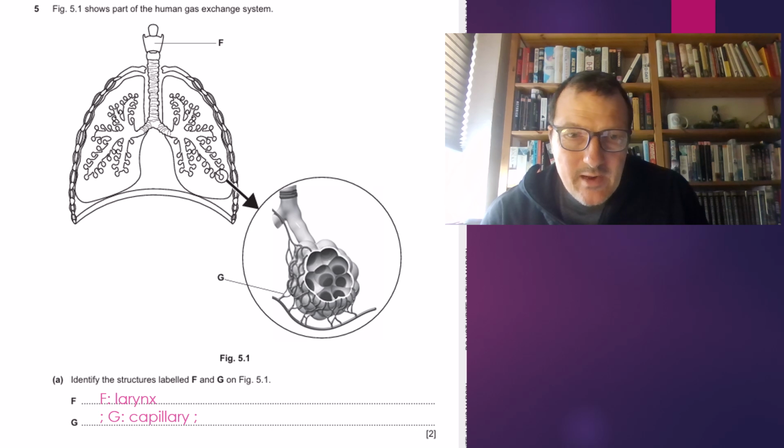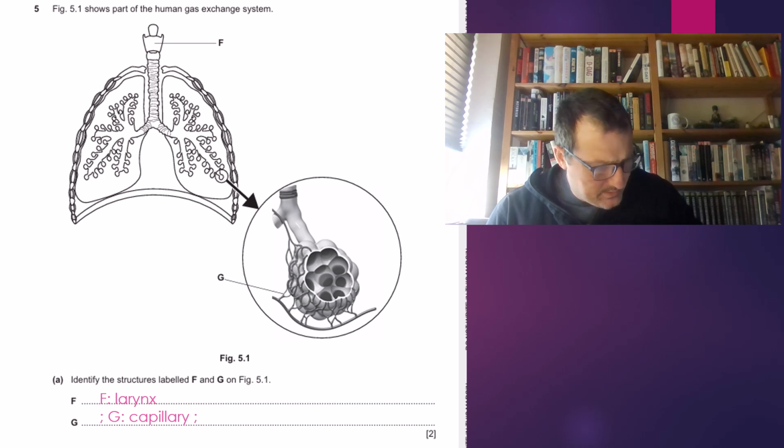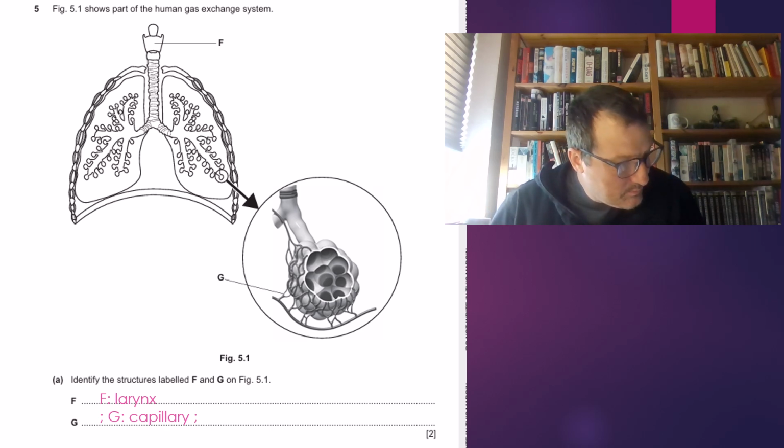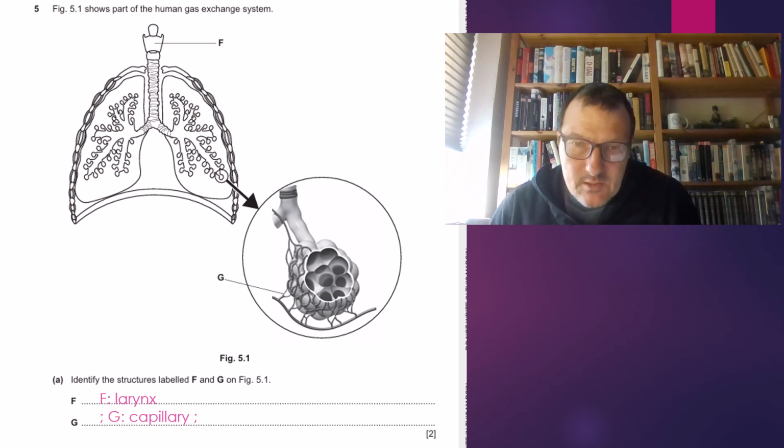The top here, F, is the larynx, and G, well, a lot of people would then write, oh, that must be alveolus, but it's not. What we're looking at here is the capillaries around. So it's important to answer capillary here.